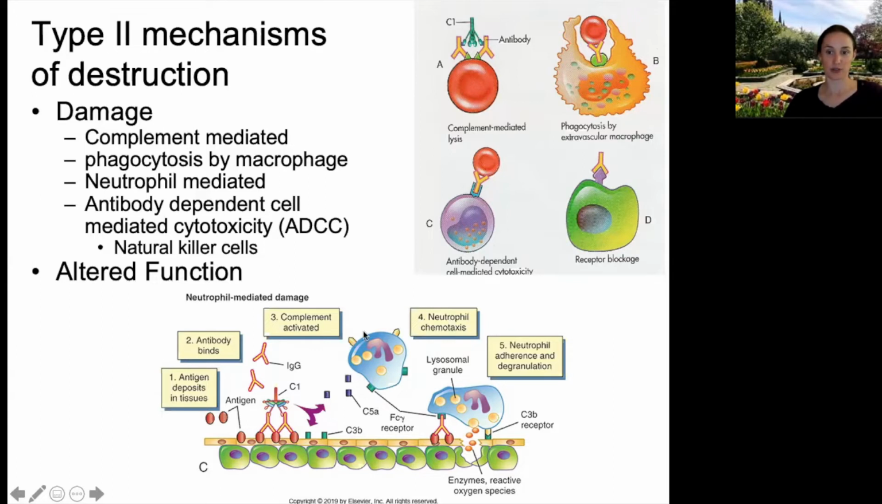So we have neutrophil chemotaxis that comes along, and they see this antibody tagging or opsonizing these antigens that are embedded in the tissue. This white blood cell is going to start destroying and engulfing the antibody, antigen, as well as the tissue in the area. And that's going to release enzymes that are destructive, as well as reactive oxygen species that will also be destructive to the tissue.